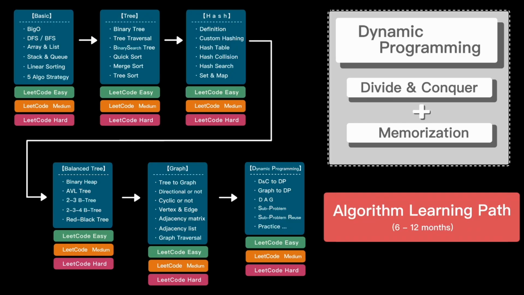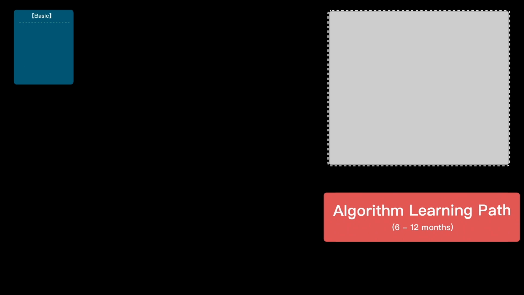Mastering algorithms and data structures is one of the biggest steps of becoming a software engineer. However, there are so many topics to learn, it's easy to get lost along the way. Here's my recommendation of an algorithm learning path. This is based on my 10 years of experience as a software engineer. So, let's get started. First, we need to understand the basics.